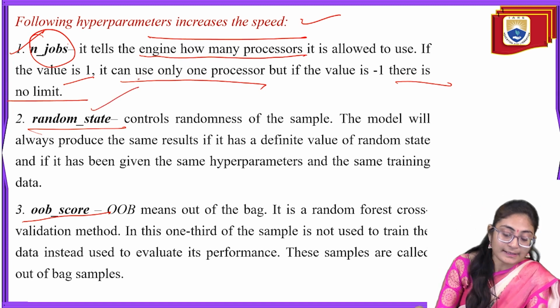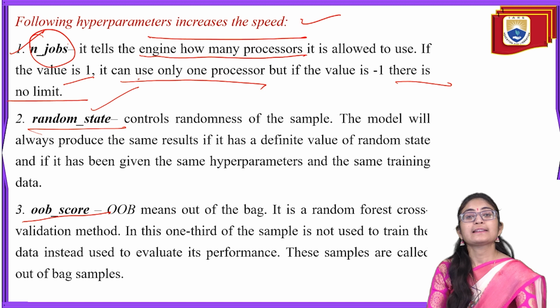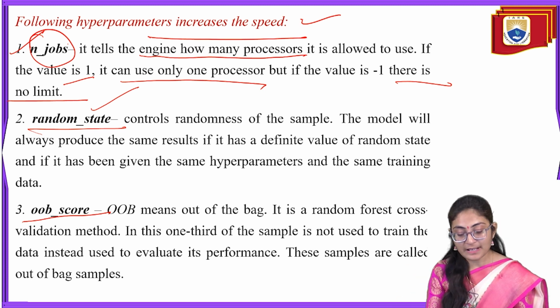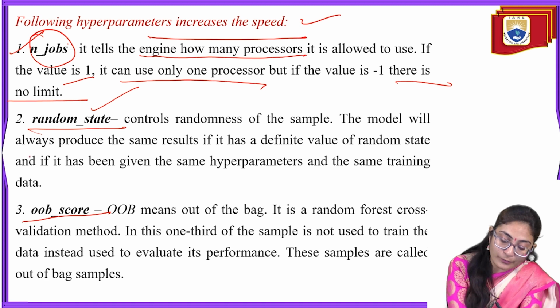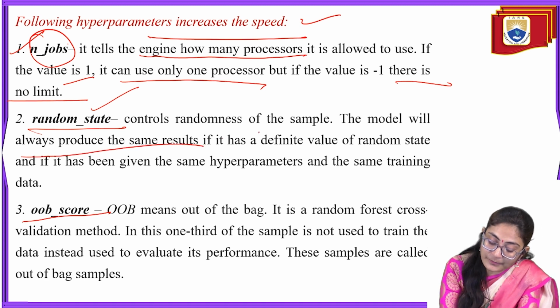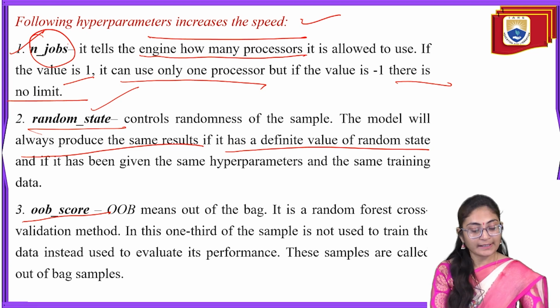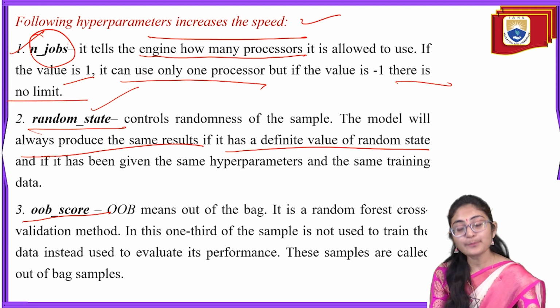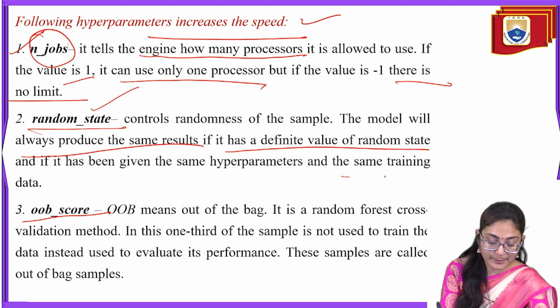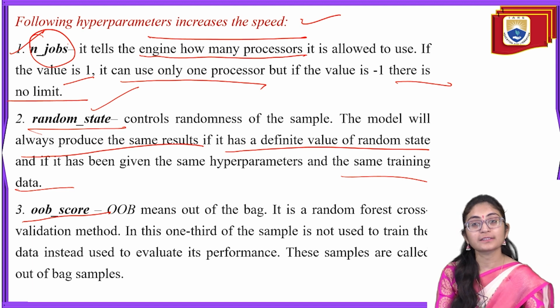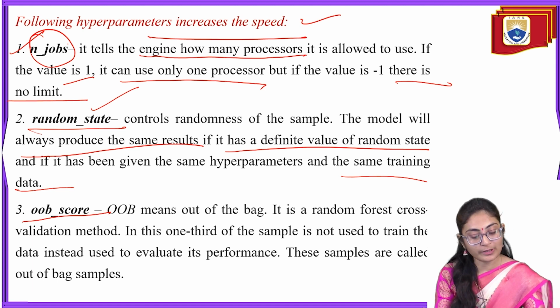Then the second one is random_state. Random state controls the randomness of the sample. The model will always produce the same result if it has a definite value of random_state, the same hyperparameters, and the same training data. It will produce the same result after giving the training to your models.